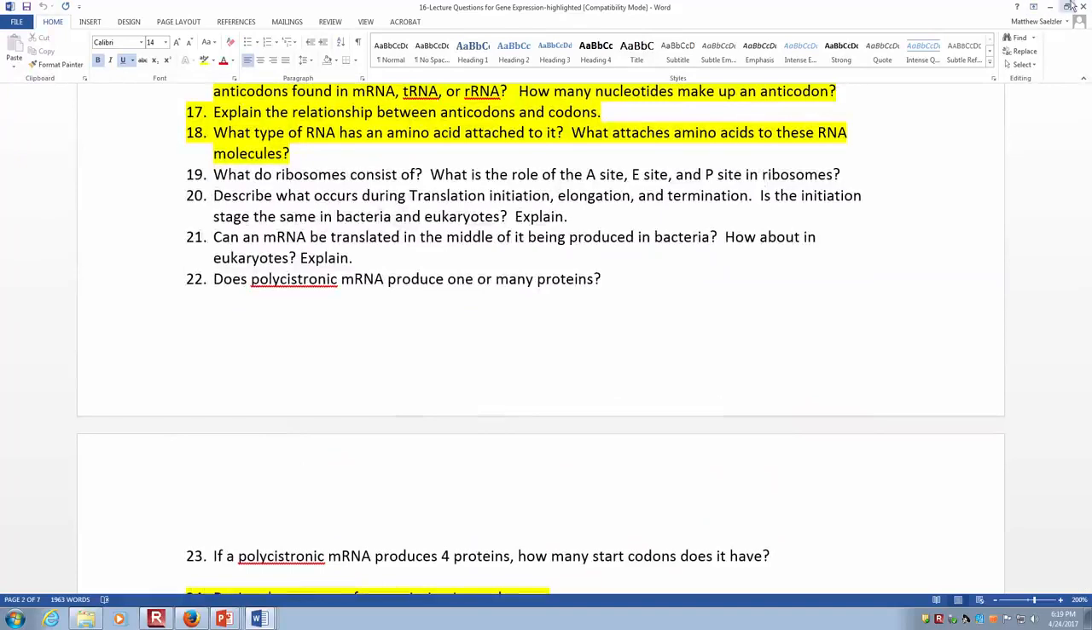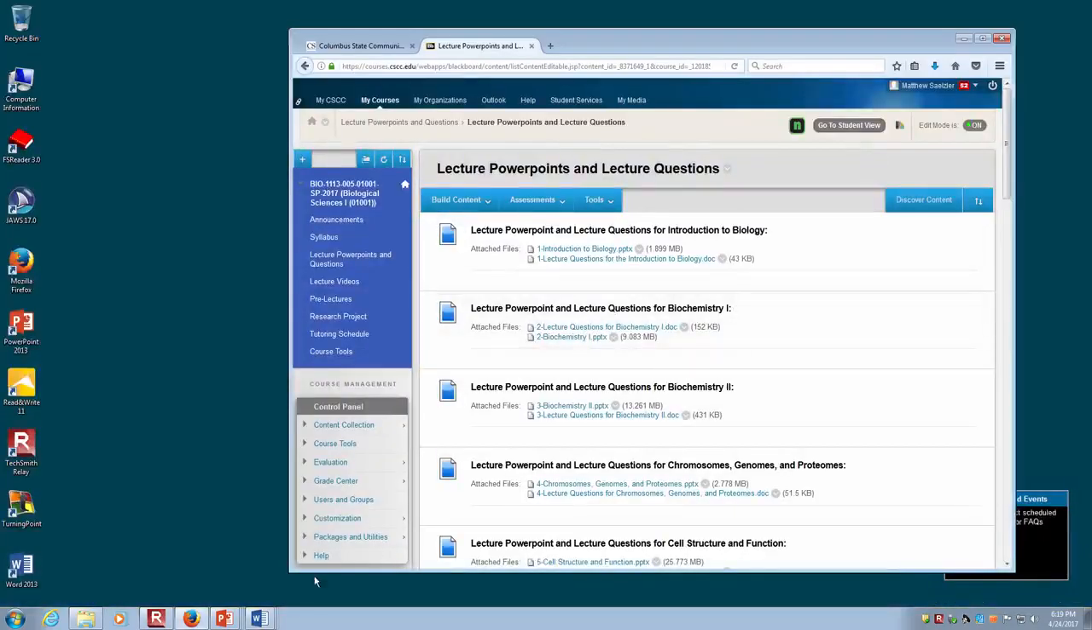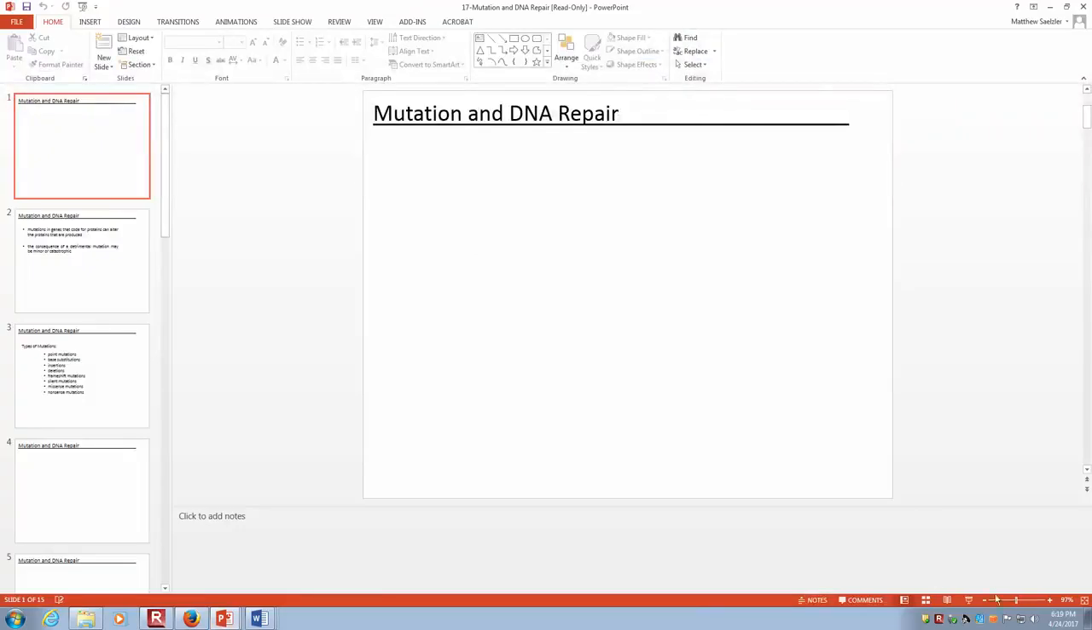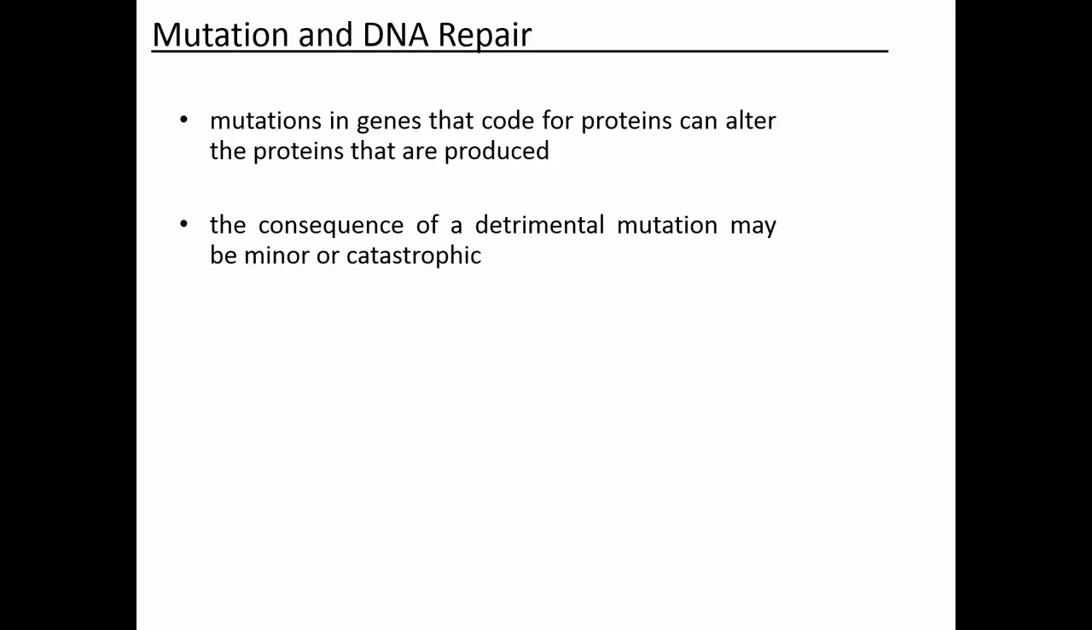Okay, so we're going to start a new topic then, which is mutations in DNA repair. And so we're going to start off by just defining what a mutation is. So a mutation is a change in the nucleotide sequence of DNA. Okay, so anytime you change the nucleotide sequence of DNA, that's going to be a mutation.